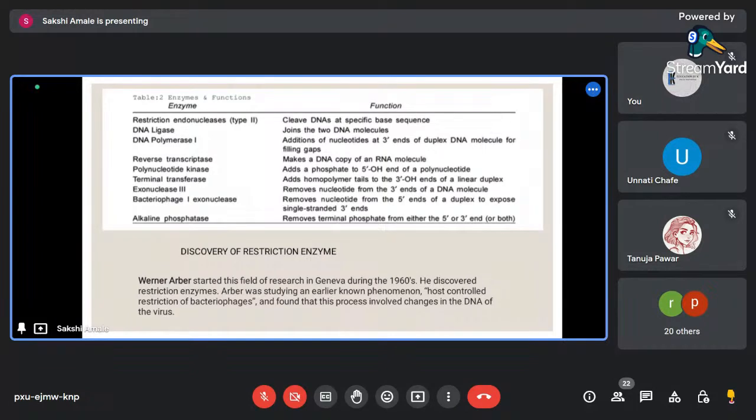So, discovery of restriction enzyme. Werner Arber started this field of research in Geneva during the 1960s, and he discovered restriction enzyme. Arber was studying an earlier known phenomenon, the host controlled restriction of bacteriophages, and found that this process involves a change in the DNA of the virus.